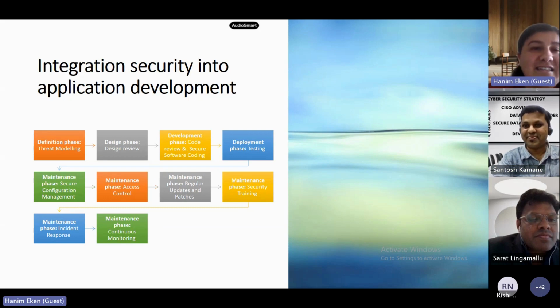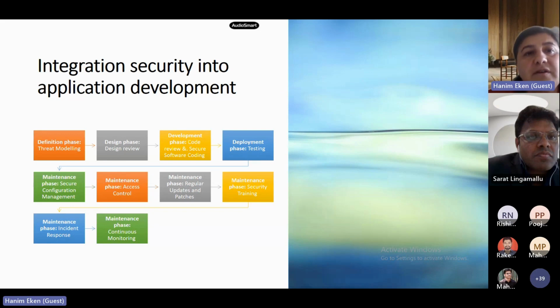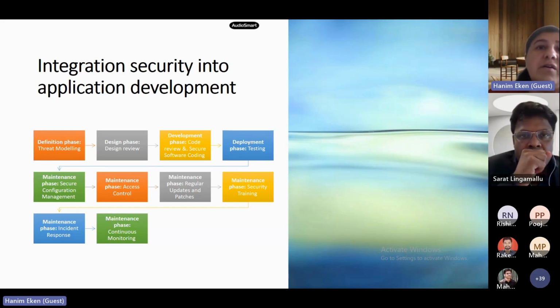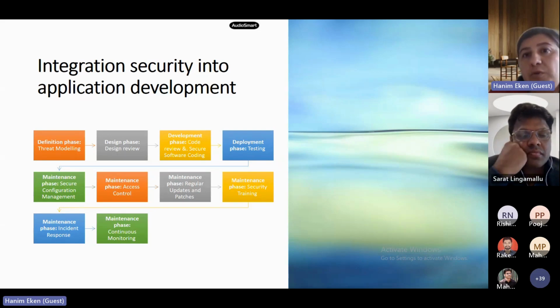Another thing is again related to the previous slide. It is about how to integrate security into application development, which is at the same time related to integrating security into the software development lifecycle. First is the definition phase, threat modeling. What is threat modeling? Threat modeling is first identifying the potential risks or threats in this application, then prioritizing these threats, and then working out how to fix them in our software when you start to design and develop the application.